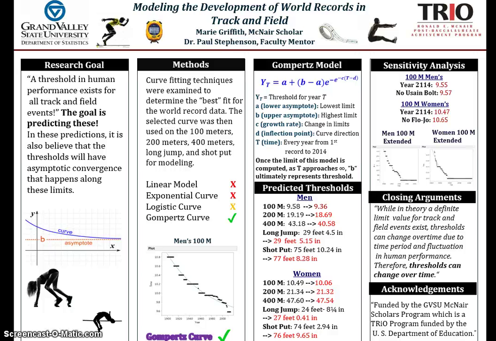So what this tells us, for closing arguments, is that while in theory a definite limit value for track and field events exists, thresholds can change over time because there is a change in time period and a fluctuation in human performance. So therefore, there is not one definite threshold limit for every track and field event. It constantly fluctuates.